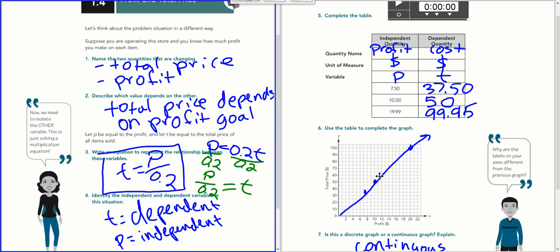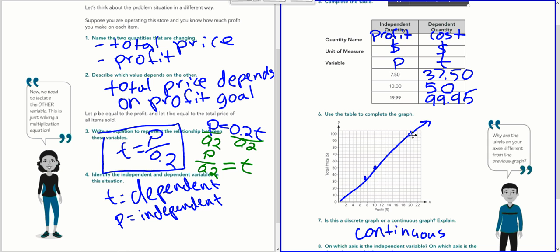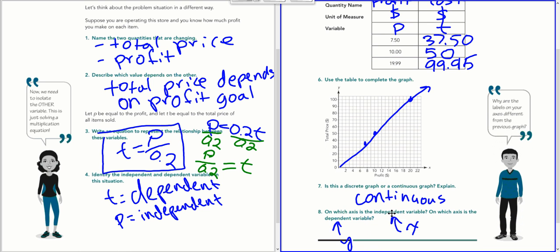And then graph this, and kind of a similar answer, is this discrete or continuous? It appears to be discrete, but I could put in a solid line, because our profit goal could be anything. And that would impact the total price of items we need to sell. In a similar way, our independent variable is going to be on our x-axis, and our dependent variable is going to be on our y-axis.